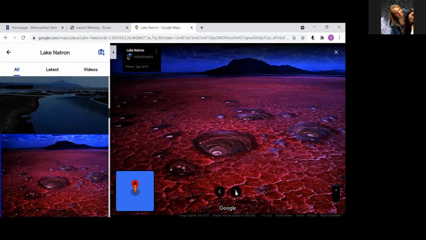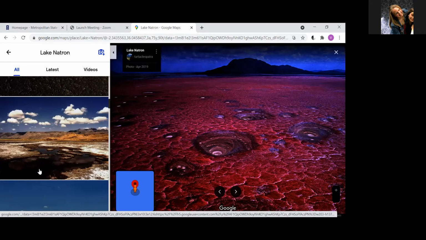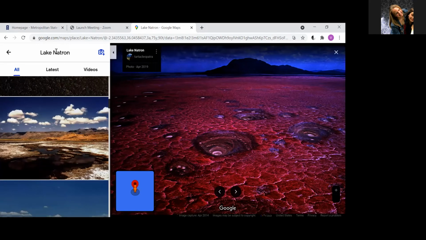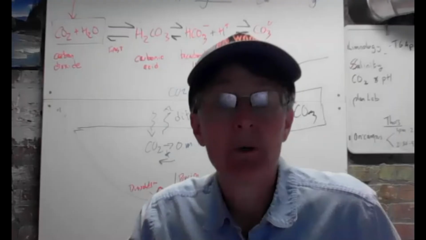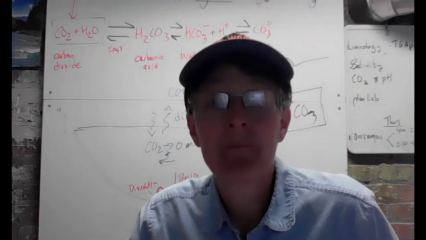Just wanted to say that in case I missed that at some point during the semester. I had to show you a really pink lake. And these are pictures of Lake Natron in Africa. Okay, just wanted to share that with you. Now I will stop sharing.